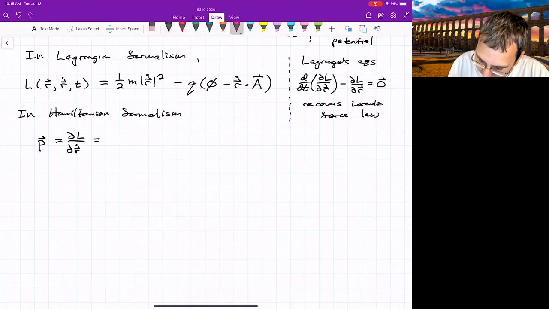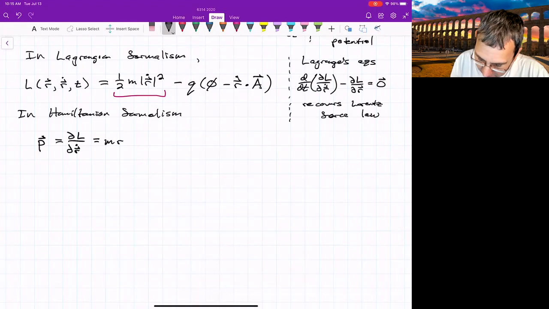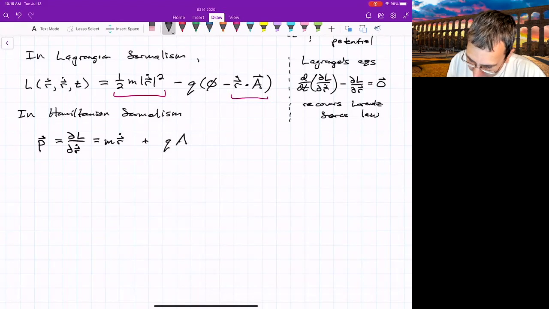And now if you take that derivative, you get this first part that comes from the kinetic energy, and that's just going to give us m r dot. That makes sense. But then there's also dependence on r dot over here, and that's the strange part. So we've got a minus and a minus. You take the partial derivative, you're going to get plus the charge times the vector potential. So that is a bit odd.